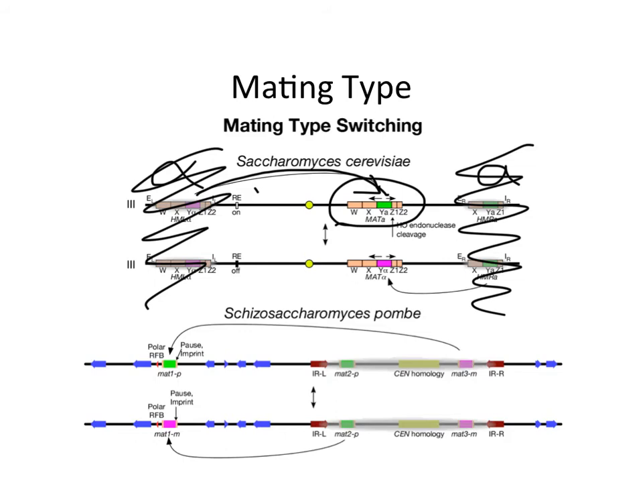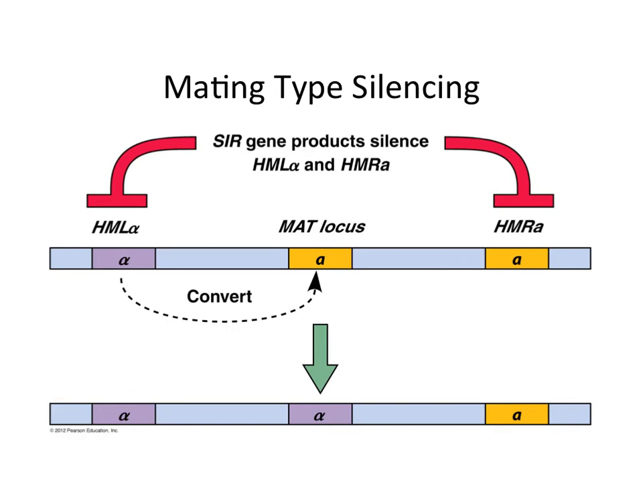So that's mating. This is just another diagram that says essentially the same thing. Gene conversion copies one or the other, never both, of those HML and HMR loci. And look what it says up there. SIR gene products silence HML-A and HML-alpha. So it's including SIR2, the protein that we're going to be talking about. These genes do something to the chromatin, to the histones, that keep those regions of the chromosome always turned off. They're always heterochromatin.